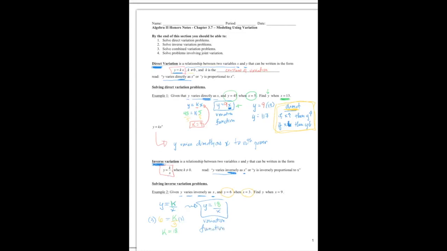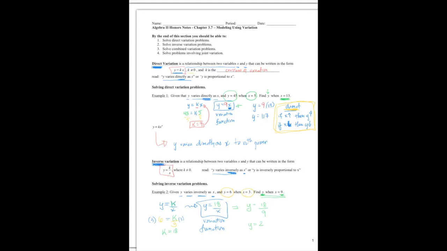Now, you have been given some additional information which will allow you to find a y given a value of x. So I'm going to substitute in x equals 9, and that would give me y equals 2. So when x is 9, y is 2.